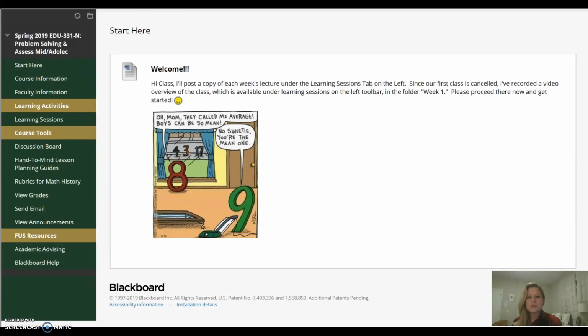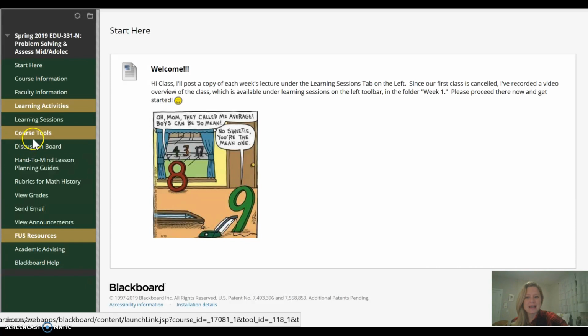So when you log into Blackboard, it's going to default to the Start Here page. Each week, after this week, I will be posting a copy of the notes and any other materials that we look at in class here. However, you're going to be given hard copies of them in class. But this week, it's particularly important that you navigate to the learning session area because it tells you exactly what my expectations are for week 1.